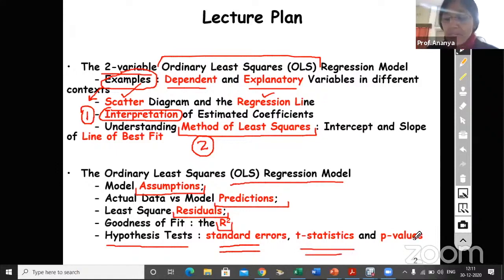Okay, so we'll also be looking at hypothesis tests. So I'll take questions in just a bit. First, let me start with some examples from the two variable model.